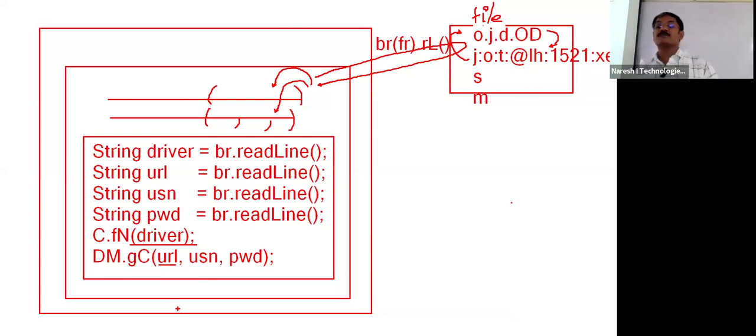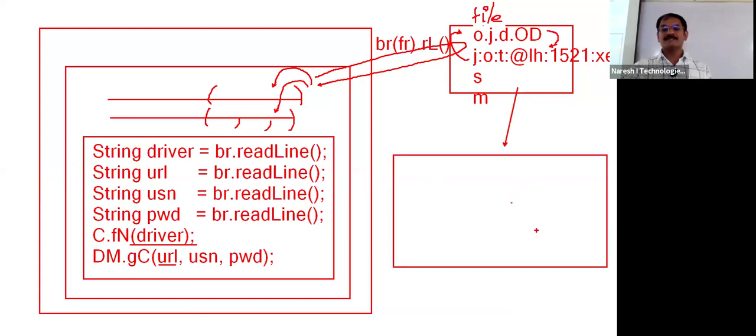So tell me, what is the problem in the file? You mention the values, but there is no identity. You are blindly reading the first line, second line, third line, fourth line, and assuming they are driver, URL, username, password. Finally, if the user shifts the positions of those values, we will face a problem. That's why people have given another style of file.